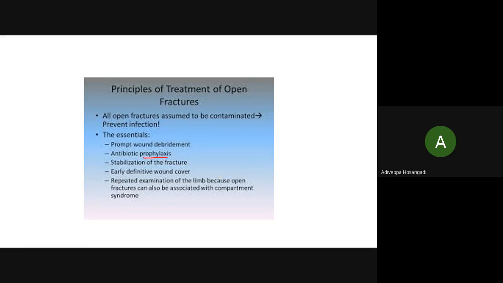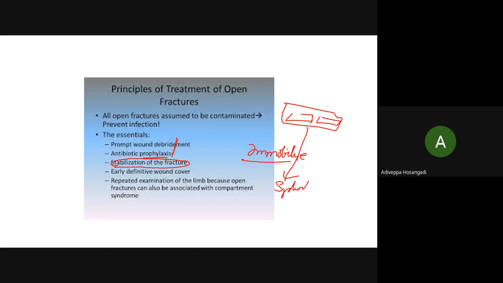Second is antibiotic prophylaxis. After doing this, you have to stabilize the fracture. To stabilize the fracture is to immobilize the fracture. Fracture healing can happen only if the fracture ends are kept in alignment and immobilized. It can be immobilized by splints, cast, I will explain each later. Each of these: splint, cast, external fixator or internal fixator.